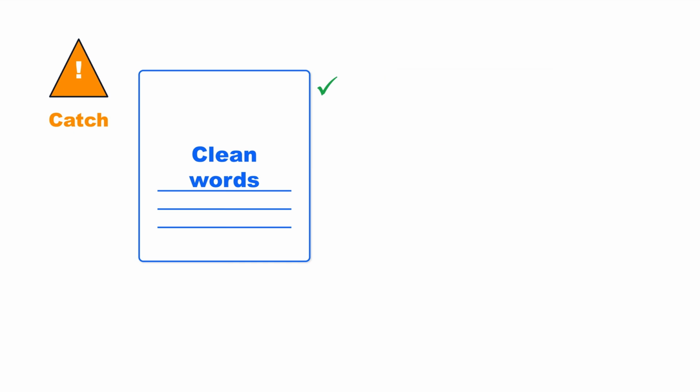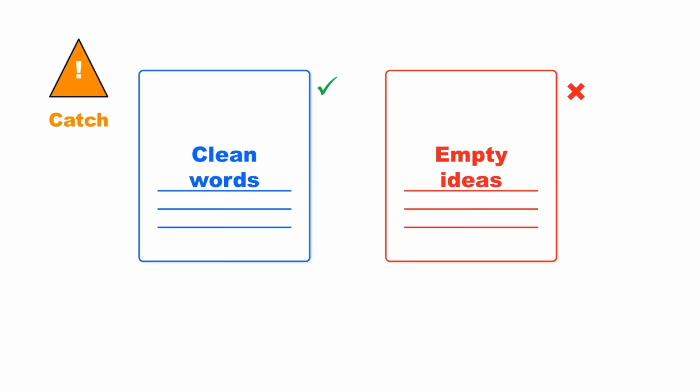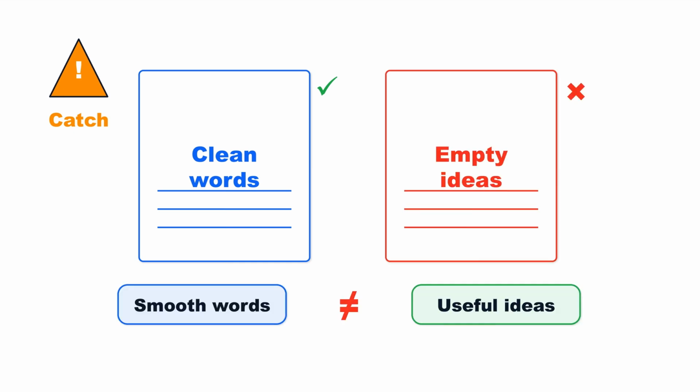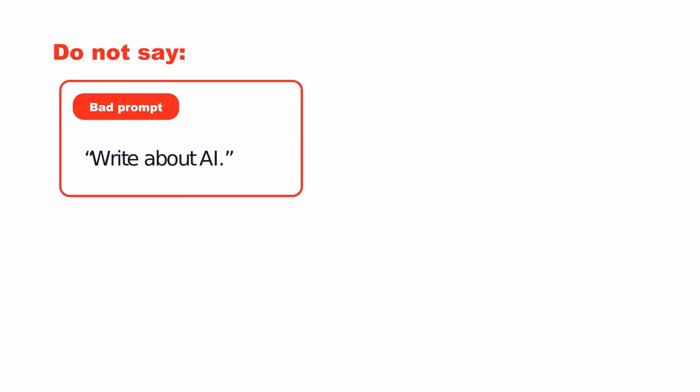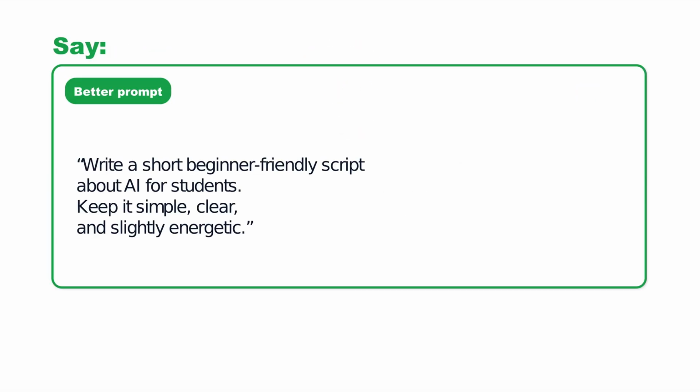But here's the catch. AI writing can sound clean and still feel empty. Smooth words do not always mean useful ideas. So your job is to give direction. Do not say, write about AI. Say, write a short beginner-friendly script about AI for students. Keep it simple, clear, and slightly energetic. Now the AI knows the audience, tone, and goal.